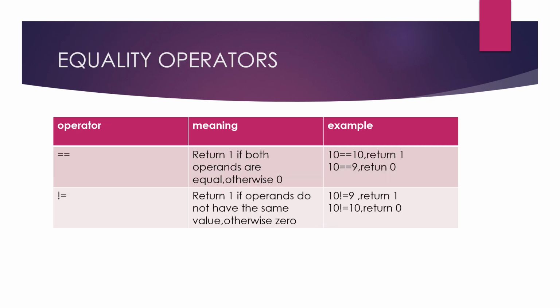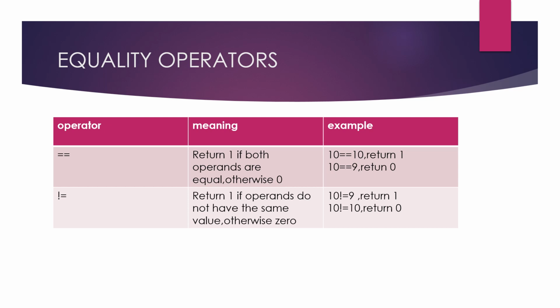Then equality operators. The C language supports two kinds of equality operators to compare their operands for strict equality or inequality, and they have lower precedence than relational operators. In equality operators, first we have equal to, and then we have not equal to. The equal to operator returns true if both the operands are equal, otherwise it returns 0, which is false. In the example, 10 is equal to 10, and that is true, so that will be evaluated to 1.